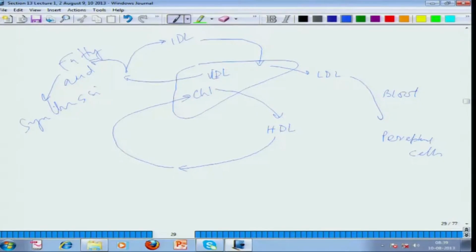This is something I wish to highlight. I will request you to go through liver biochemistry, which will give you an overall idea of how different lipid molecules, chylomicrons, low density, intermediate density, high density and very low density lipoproteins, are synthesized and transported.